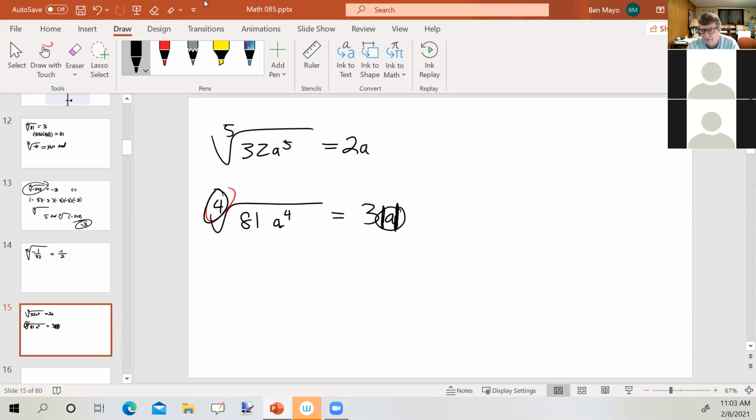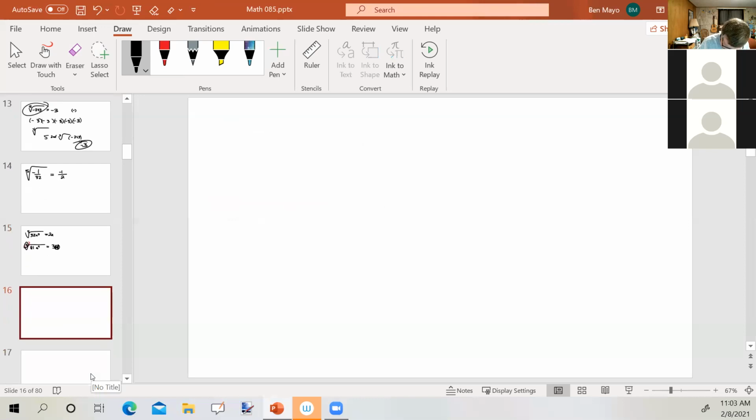Okay. Same stuff we did over the weekend, going back to the previous part of section 9.1. How about this one? Let's see here. The sixth root of k to the 12th power.